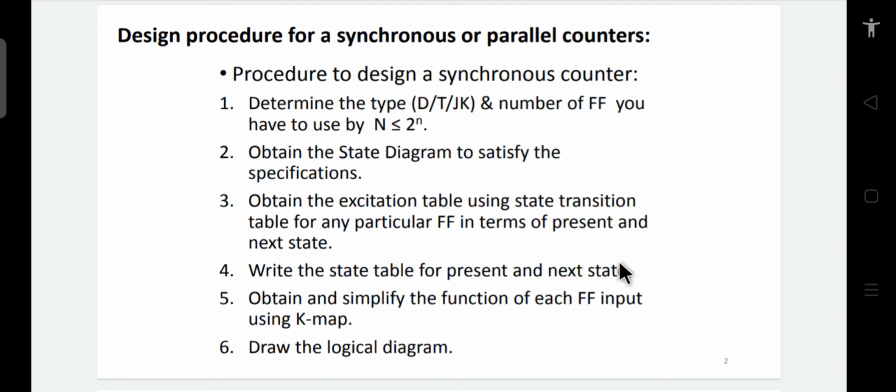Whereas in the asynchronous counter, we have already seen that the first flip-flop triggers the second flip-flop, and then the second flip-flop triggers the third flip-flop, and so on and so forth. The chain continues. Whereas in synchronous counters, all the flip-flops are triggered simultaneously. That is, all the flip-flops get the clock pulse simultaneously.